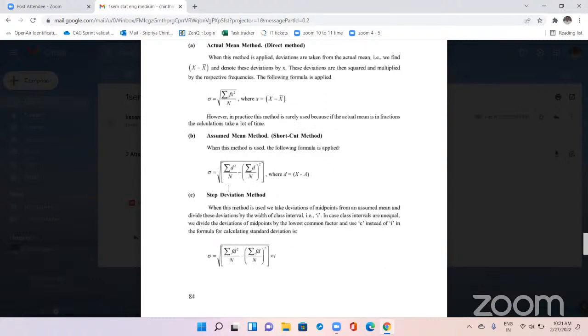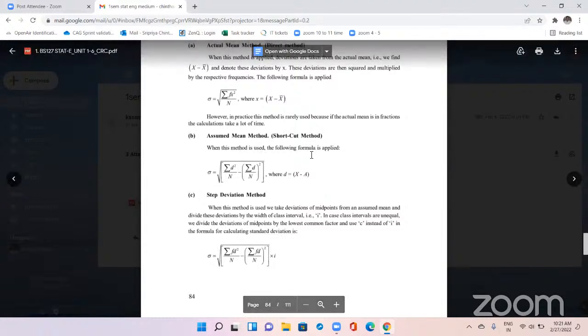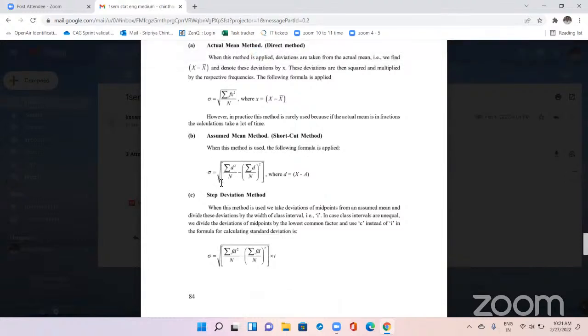For that purpose, we can go to the assumed mean, shortcut method. When this method is used, the following formula is applied. Sigma is equal to under root of sigma d square by capital N minus sigma d by capital N whole square, where d is equal to x minus a. So a is known as the assumed mean. You can take any value.